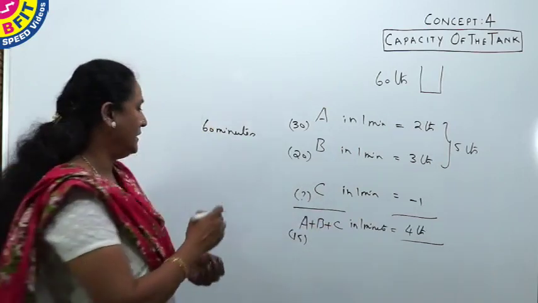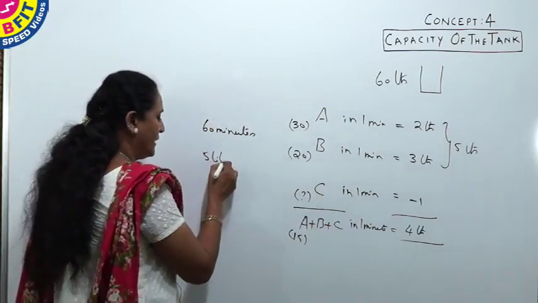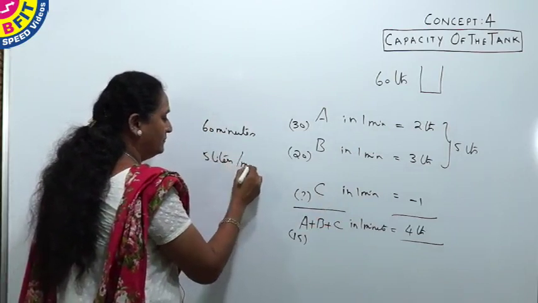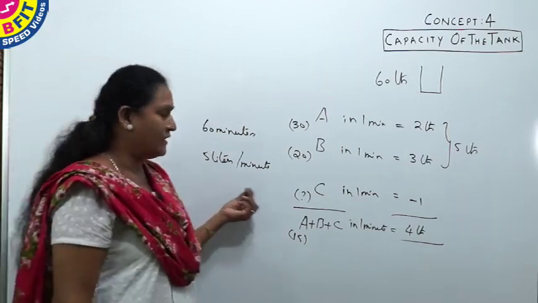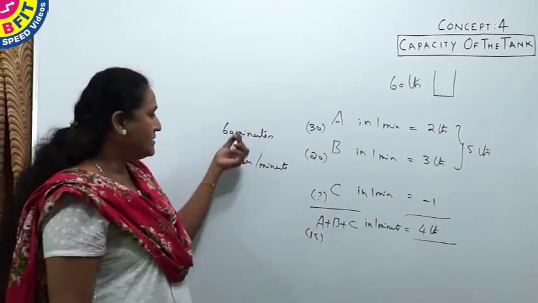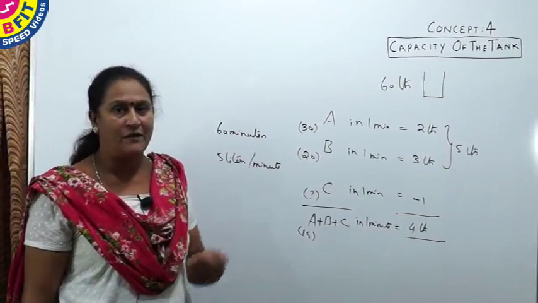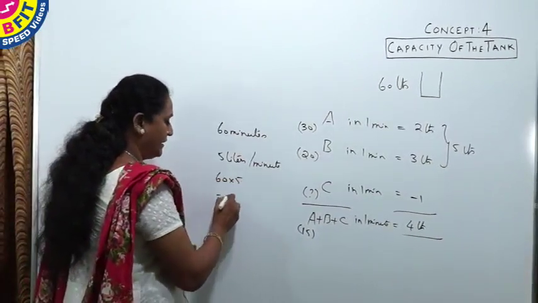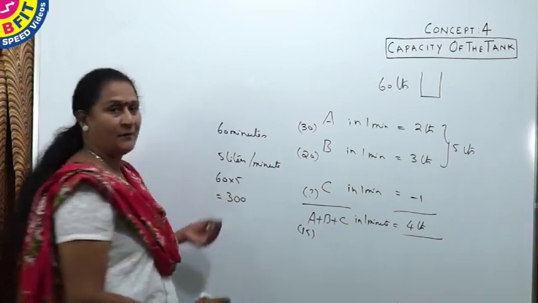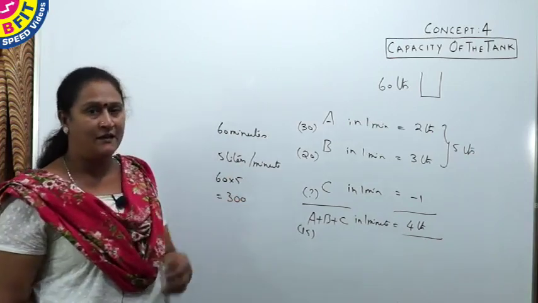It can empty 5 liters per minute. So in 1 minute, if C can empty 5 liters, in 60 minutes, how many liters would it have emptied? 60 into 5, 300. So the capacity of the tank is 300 liters.